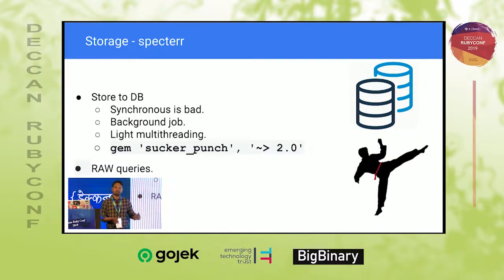So we looked into the details and found that a light multi-threaded architecture is well suited for such an application. So we use a gem called Sucker Punch. Sucker Punch is a great gem that allows you to do asynchronous processing with a very light footprint.